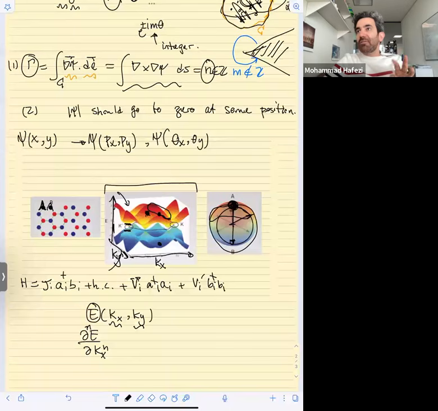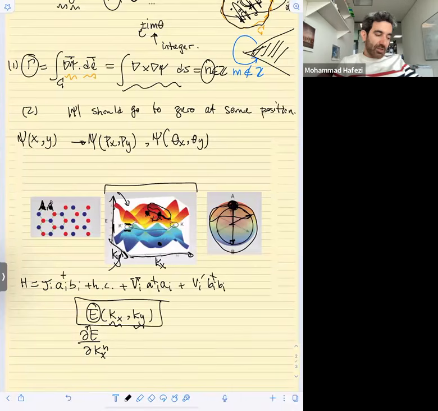I'm not being very specific here, but I just want to give you a flavor of how things are going. Now we are looking at the global properties of my wave function. I'm not interested in the local properties of this thing. I really care about how the wave function changes as I go and wander around the Brillouin zone.